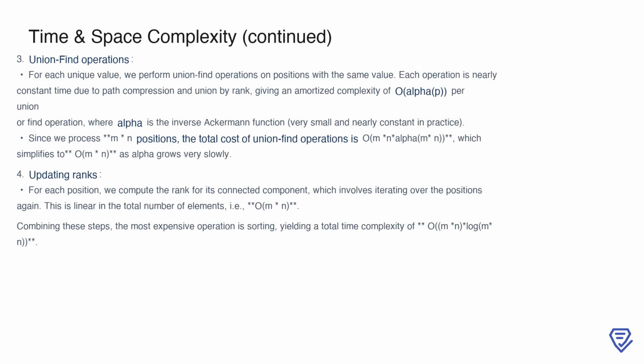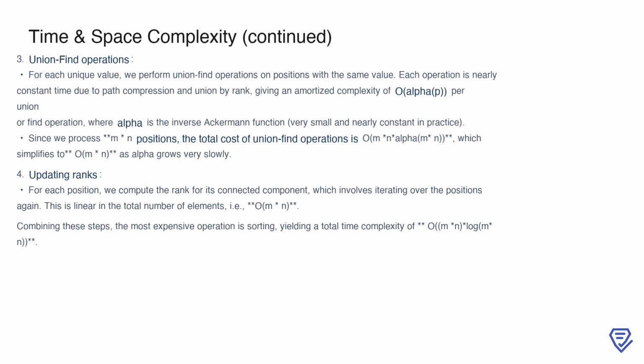Union find operations are performed next. For each unique value in the matrix, we use union find to group positions with the same value, identifying connected components. Thanks to path compression and union by rank, each union or find operation is nearly constant time, with an amortized complexity of O(alpha(p)), where alpha is the inverse Ackermann function. While this function grows extremely slowly and is practically constant for all realistic input sizes, the total cost of union find operations across all elements is O(m * n * alpha(m * n)). This simplifies to O(m * n), since alpha is very small.